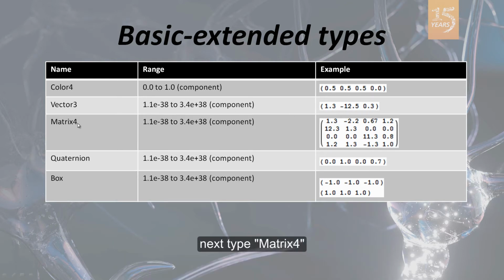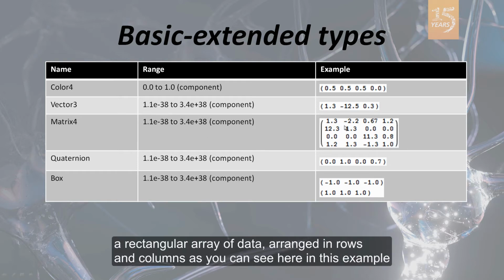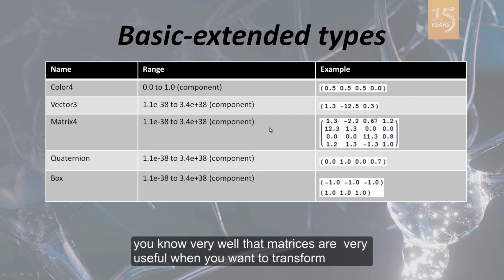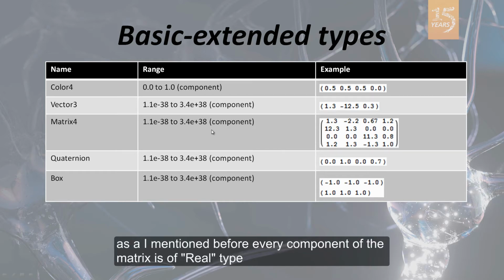Next type, matrix 4. This type represents a 4x4 matrix. In mathematics, a matrix is basically a rectangular array of data arranged in rows and columns, as you can see here in this example. You know very well that matrices are very useful when you want to transform your points and vectors in the three-dimensional Euclidean space. As I mentioned before, every component of the matrix is of real type.